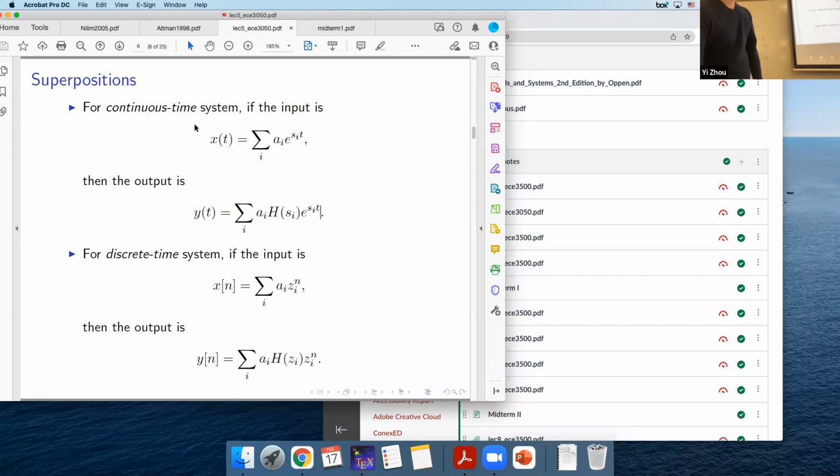So basically, the key step is finding a way to rewrite or re-express the input signal as a superposition of these eigen signals. And here I can map these concepts into a geometric picture.